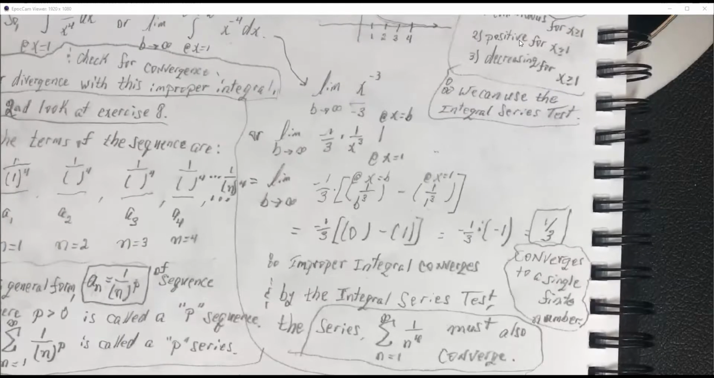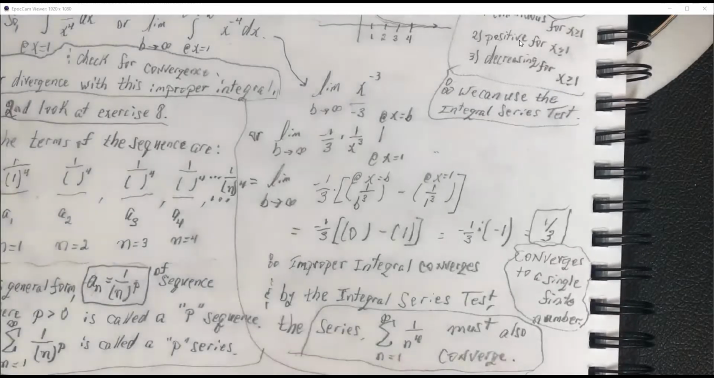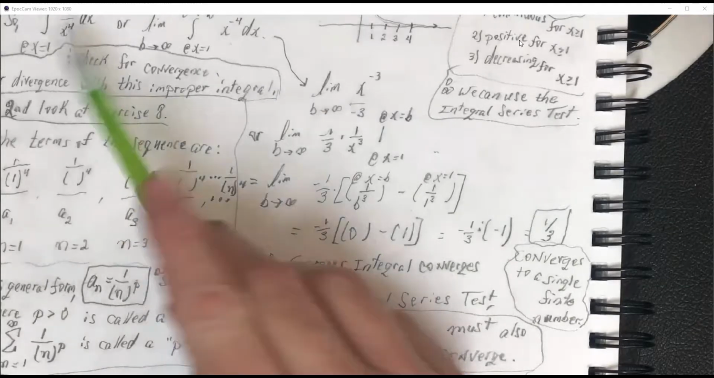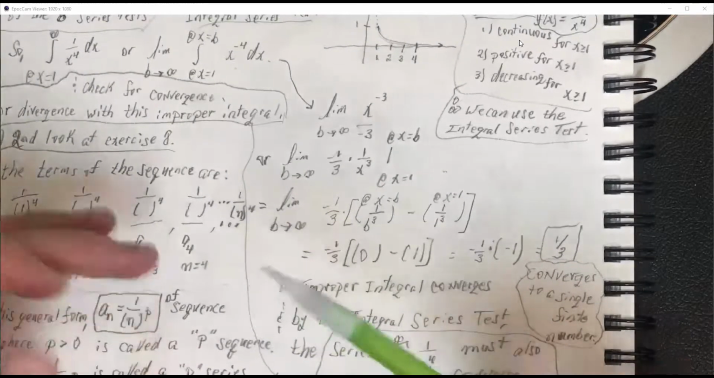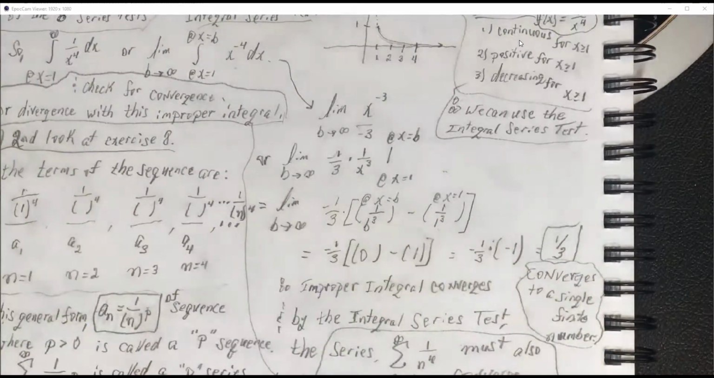The whole structure of the strategy of the integral series test is: if we can use the integral series test, meaning the three conditions have been met, there wasn't an easier way to do the problem, and if we can integrate the function, then the integral test works fine.